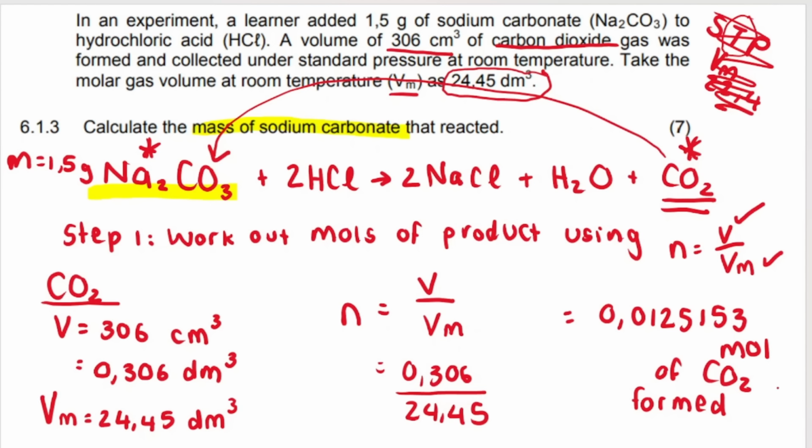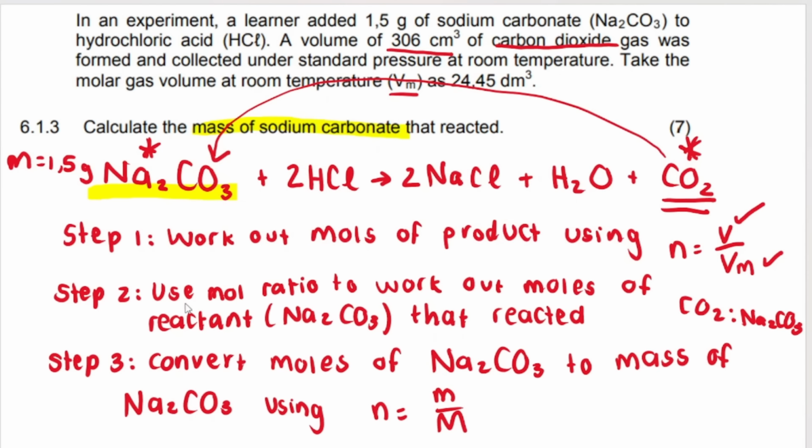Once we know the number of moles of product that was produced, we can go backwards and work out the moles of the reactants, which is the things on the left-hand side of the arrow, that was reacted or used up. So the moles of our product, when I put that in a mole ratio with one of the reactants, that can always get us the number of moles of reactant that was used up. And that is step 2. So let's look at step 2. Step 2 says use mole ratio to work out the moles of the reactant that reacted.